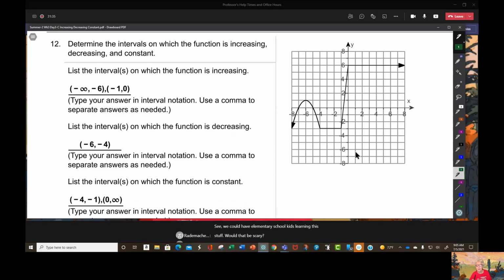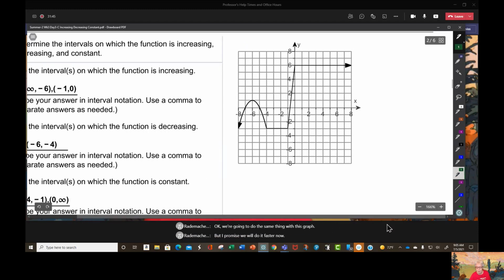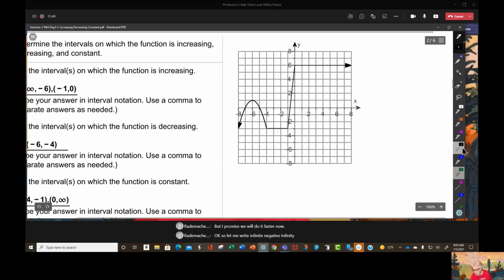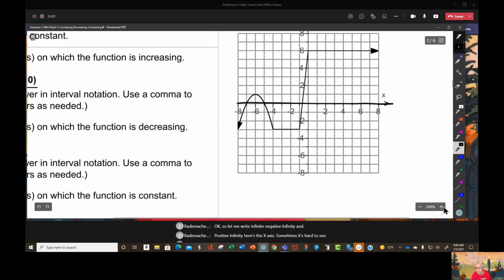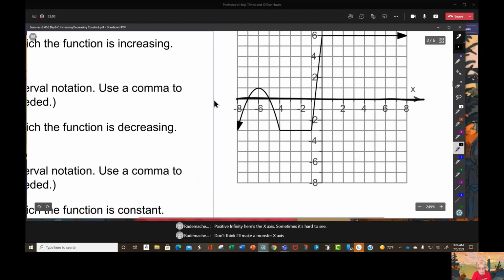Okay, we're going to do the same thing with this graph, but I promise we will do it faster now. Okay, so let me write negative infinity and positive infinity. Here's the x-axis. Sometimes it's hard to see. Don't think I'll make a monster x-axis. Although it can be fun.